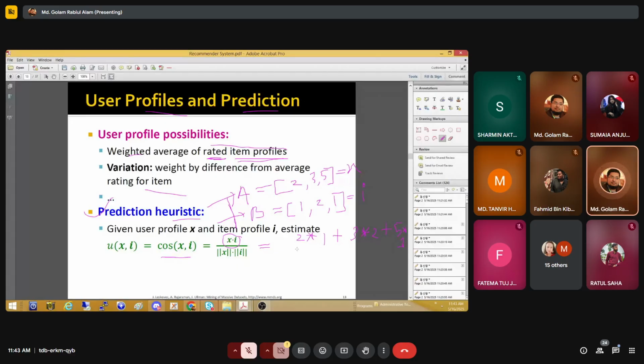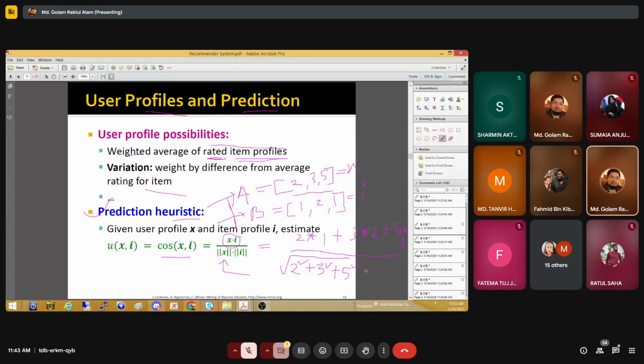And then divide by the norms, the length of vector A and the length of vector B, or the length of vector X and the length of vector I. That is the Euclidean norm of vector X and the Euclidean norm of vector I. For the elements of this vector, the Euclidean norm will be the square root of the summation of squares of each and every term. So that is 2 squared, 3 squared, and then plus 5 squared.